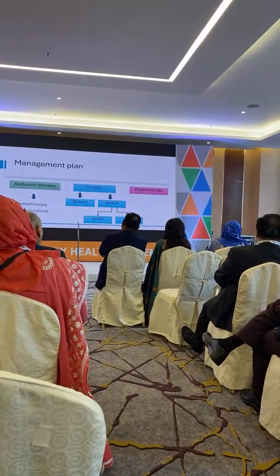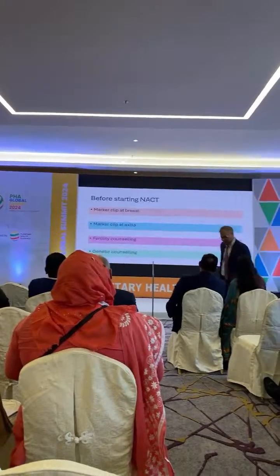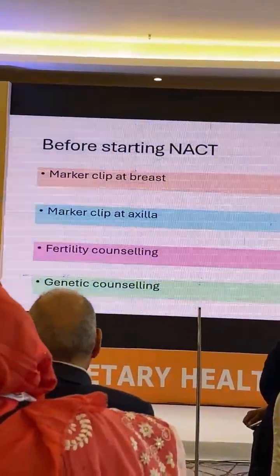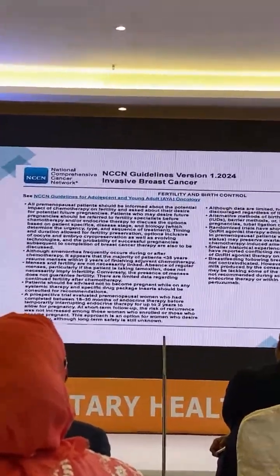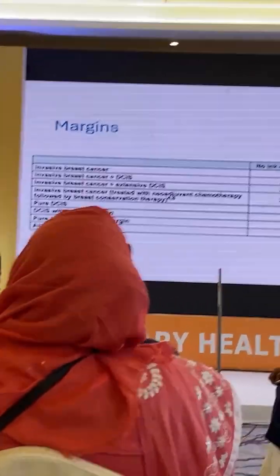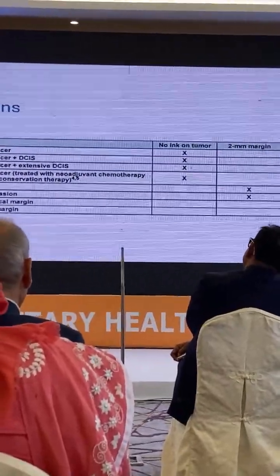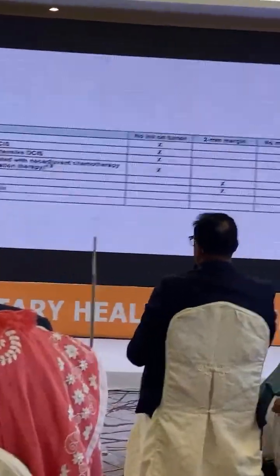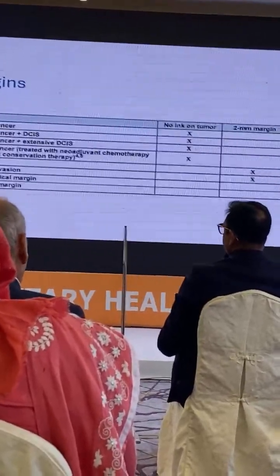Okay. So, before starting neoadjuvant chemotherapy, we have a few points like marker clip at breast, marker clip at axilla plus minus, fertility counseling, and genetic counseling. So, these are the recommendations of NCCN. And margins, just for the young surgeons, recommendations for margins. Dr. Shekhpuri, anything? In the UK consensus meeting, the agreement was that 1 millimeter clear margin is deemed safe for both invasive cancer as well as DCIS.